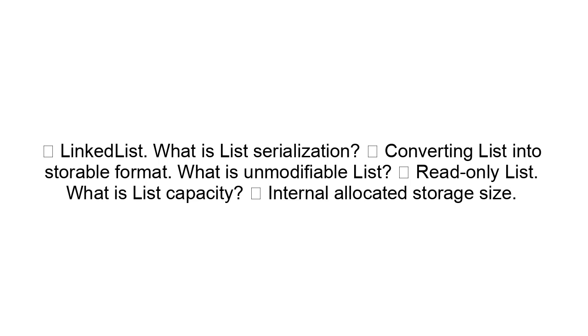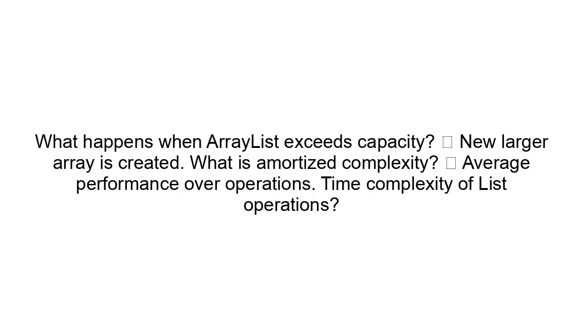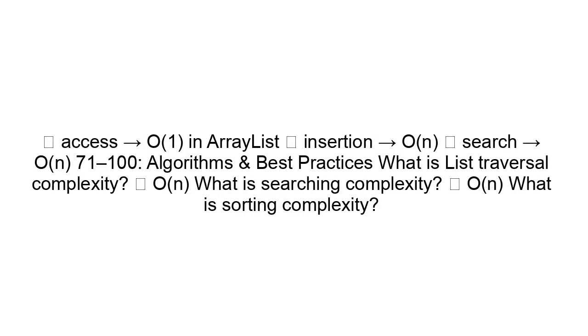What is list serialization? Converting a list into a storable format. What is an unmodifiable list? A read-only list. What is list capacity? The internal allocated storage size. What happens when ArrayList exceeds capacity? A new larger array is created. What is amortized complexity? Average performance over operations. Time complexity of list operations: access is O(1) in ArrayList, insertion is O(n), search is O(n).